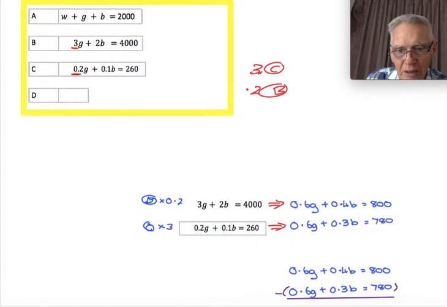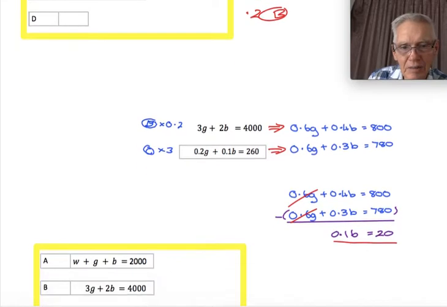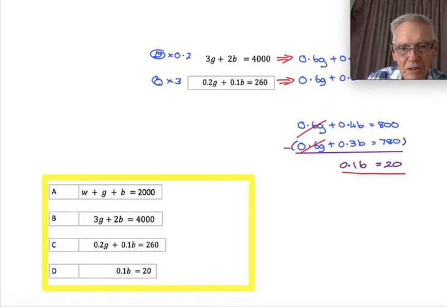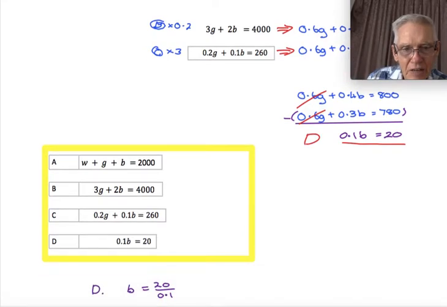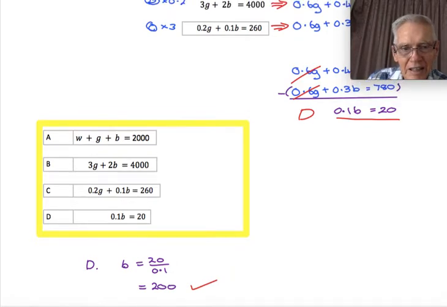And when I subtract them, the 0.6G just disappears, comes to nothing. 0.4 gives you that, and so you get 0.1B equals 20. That goes in equation D, which I've written down here. So I type that in, so hopefully that is understandable. Now I solve this one here, so I have to move the 0.1 to the other side. It's multiplied on the left, so I divide it to the right. That gives me 200 as my answer. So B equals 200.